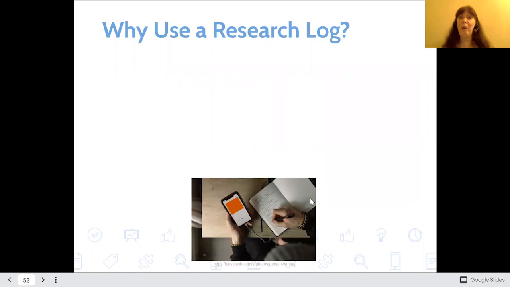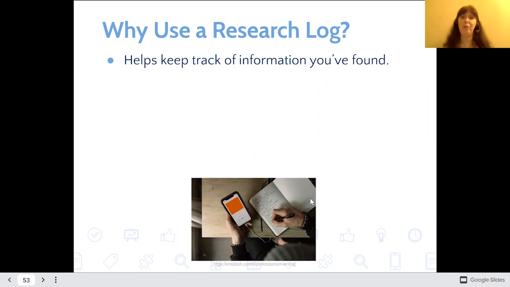Why do you want to do that? Isn't that a little bit tedious? Well, it's worse not to do it. So the reason you want to do it is that it helps you keep track of information you've found. And I think most of us, once we start working on multiple generations and even multiple lines, it will all blend into a bowl of spaghetti in our heads unless we track it in some way.